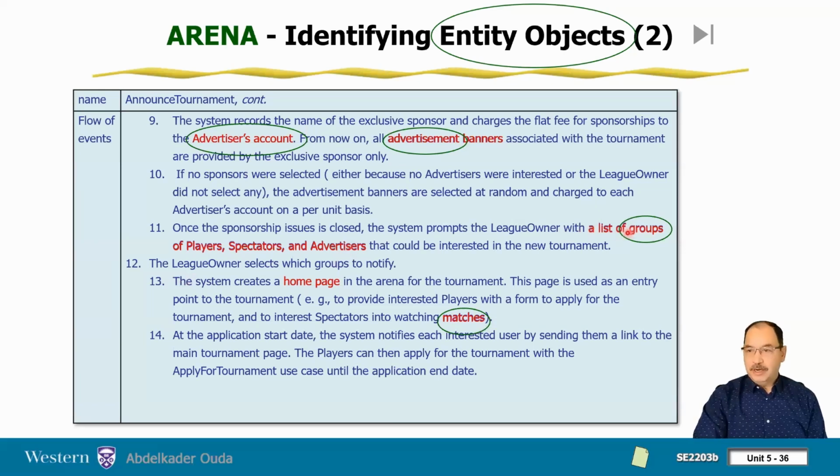So I can say here spectator, yes, and I'm going to represent them by a specific group of users. But still, I'm going to consider spectator as an entity class, players as entity classes, advertisers as well. So these are all good candidates for entity classes, but I'm going to represent them by a group of players, a group of spectators, and a group of advertisers.